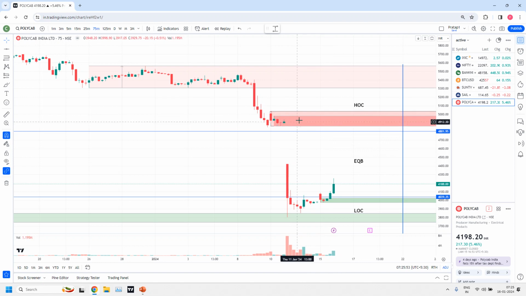When such kind of advantage we get, when the LTF supply zone is inside the ITF supply zone, in such kind of situation, we will get that kind of favor. The price direction changes, automatically the trade also will be enabled, the short trade also enabled. Both things are happening at the same time. That's why this is a special scenario.